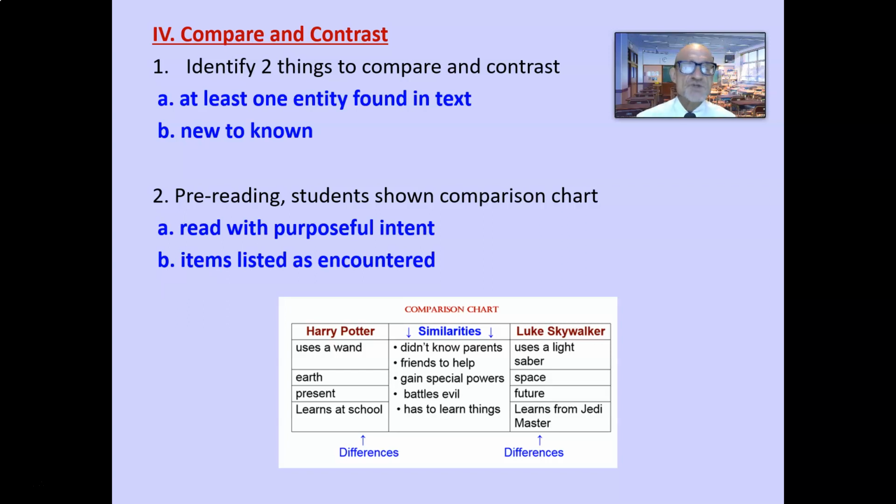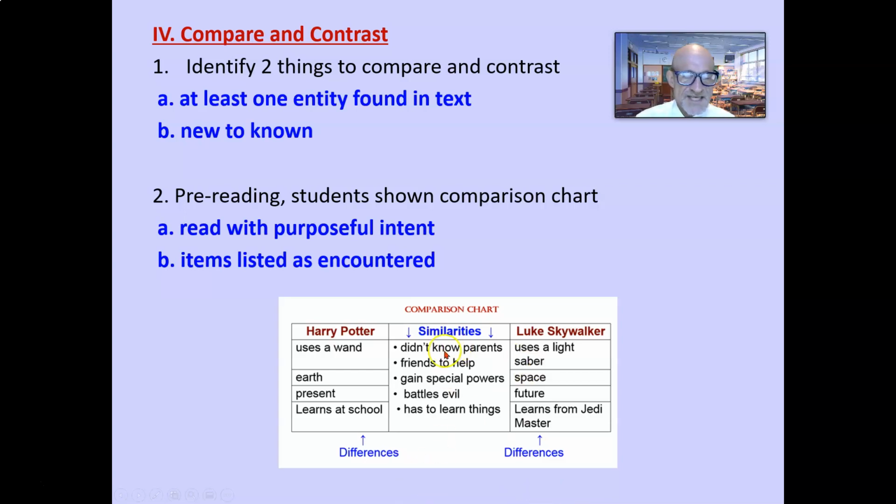The teacher finds 2 things to compare up front. At least one of them should be an entity found in the text, but oftentimes it's 2 things found within the text. Now, if I'm teaching a new concept, I like to compare the new to the known. If I'm reading a book about Harry Potter, and we just read a story describing Luke Skywalker, well, then I ask them to make these comparisons. So as a pre-reading activity, again, they are given the comparison chart, and they are given the 2 things to compare. This is like a Venn diagram, except it's a little bit easier to read and to do.